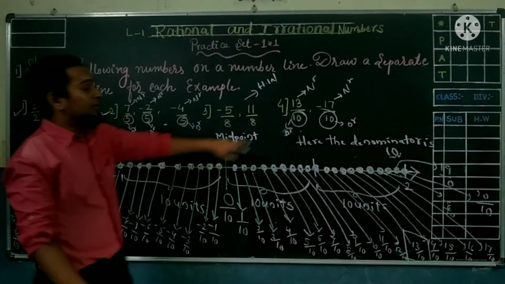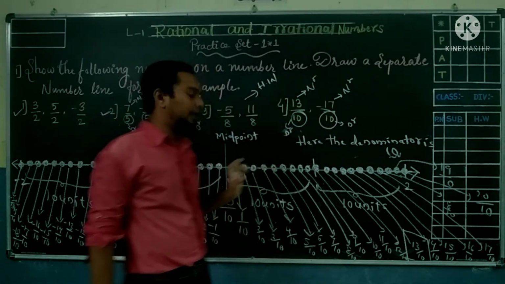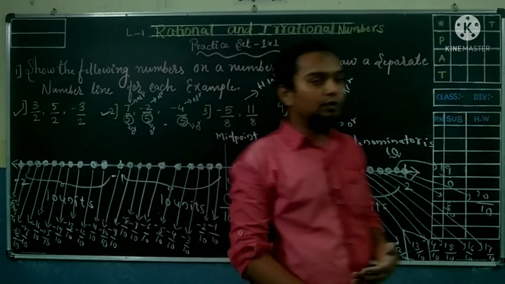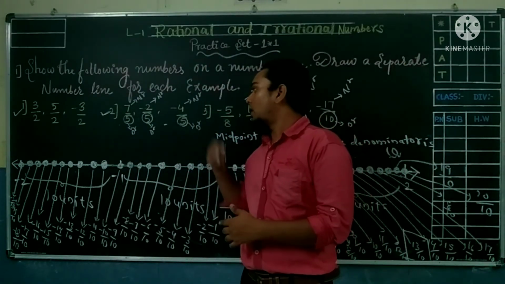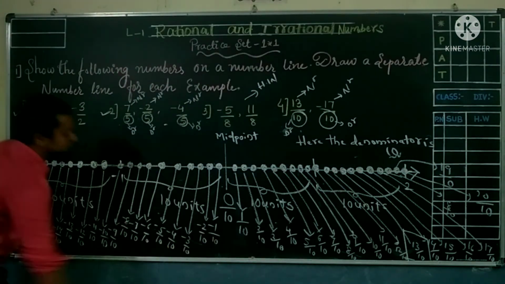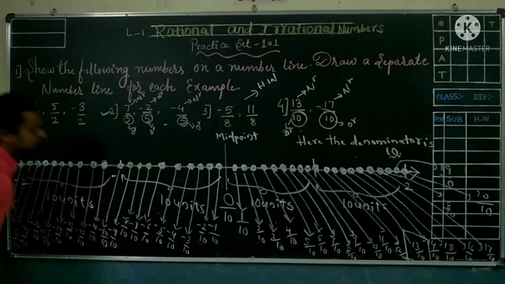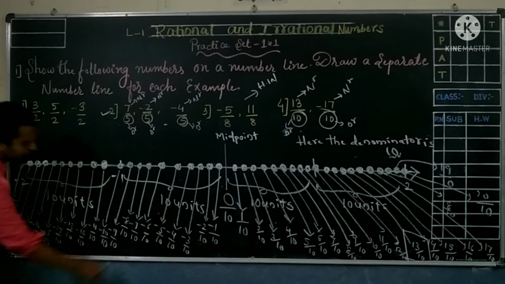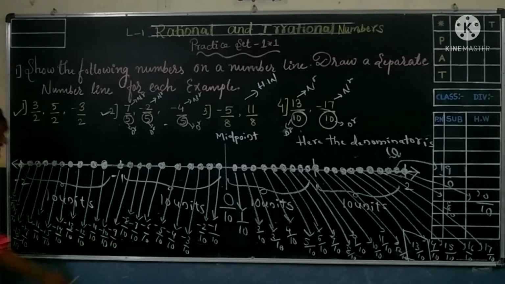Okay, next, now we will show minus 17 upon 10 on the number line. Minus 17 is a negative value. A negative value we will see on the left hand side. First of all, minus 1 upon 10, minus 2 upon 10, minus 3 upon 10, minus 4 upon 10, minus 5 upon 10, minus 6 upon 10, minus 7 upon 10, minus 8 upon 10, minus 9 upon 10, minus 10 upon 10, minus 11 upon 10, minus 12 upon 10, minus 13 upon 10, minus 14 upon 10, minus 15 upon 10, minus 16 upon 10.